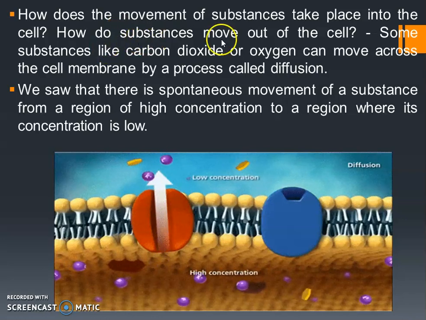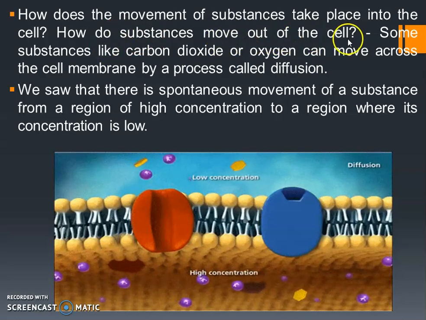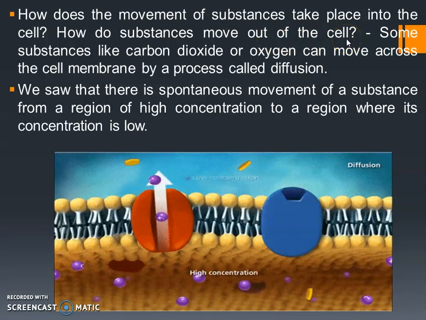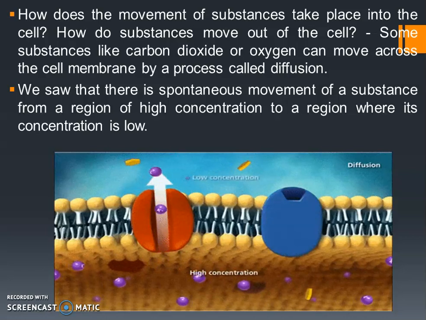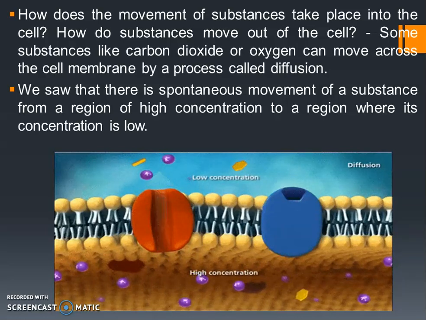Okay, so how do substances move out of the cell? If they get into the cell, certain substances have to move out from that, right? So how is this done? So some substances like carbon dioxide or oxygen, they can move across the cell membrane by a process called diffusion. By the simple process called diffusion, substances like carbon dioxide or oxygen can move across the cell membrane.